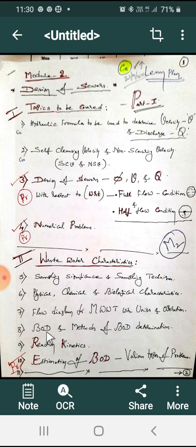BOD means long form is different, but meaning of this BOD is different. So BOD means what actually?